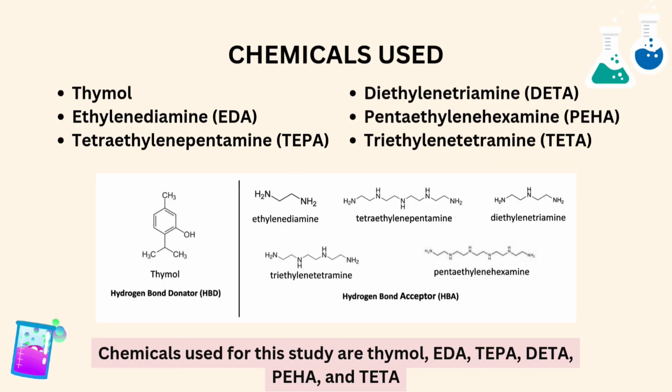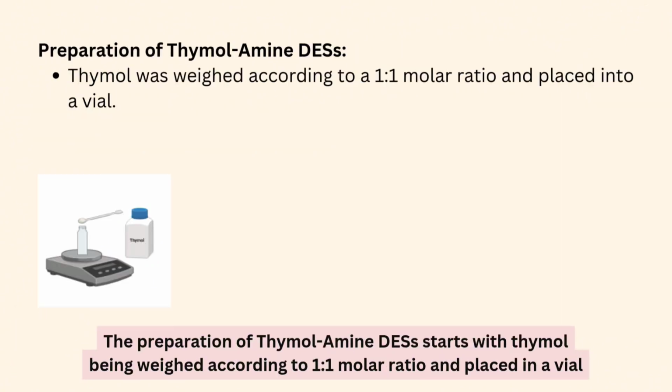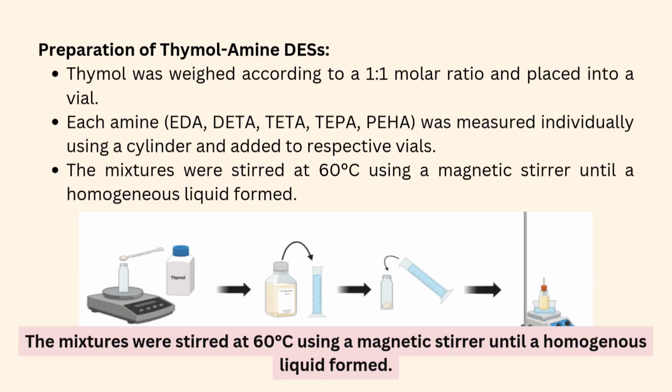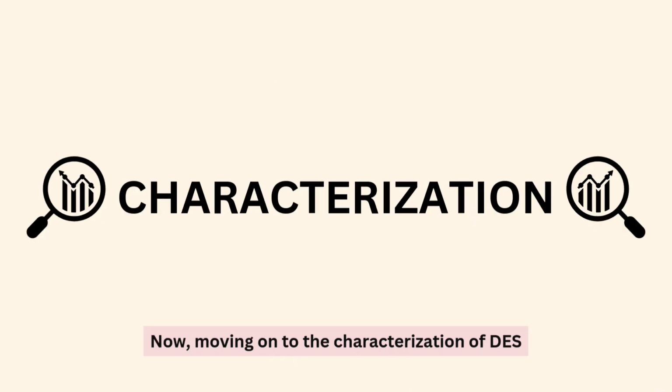Chemicals used for this study are thymol, EDA, TEPA, DETA, PHA, and theta. The preparation of Thymol-Amine starts with thymol being weighed according to a 1:1 molar ratio and placed into a vial. Each amine was then measured and added into the vial containing the thymol. Then, the mixtures were stirred at 60 degrees Celsius using a magnetic stirrer until a homogeneous liquid was formed. Now, moving on to the characterization of DES.